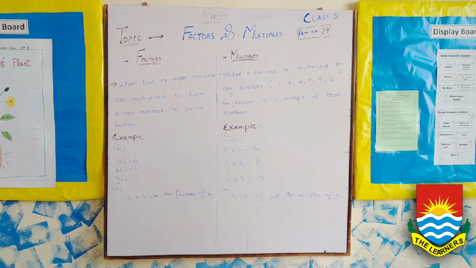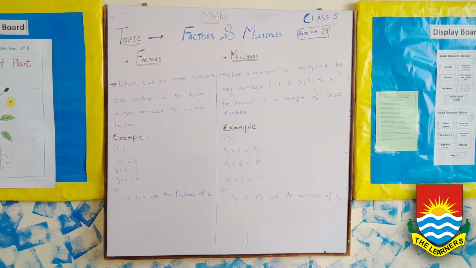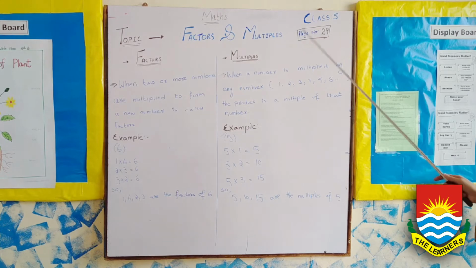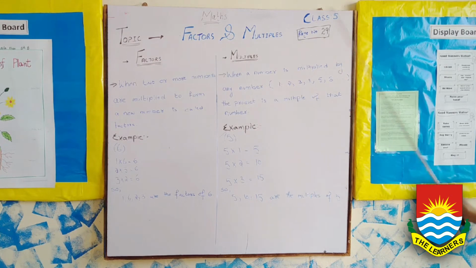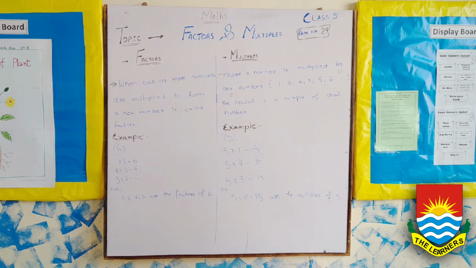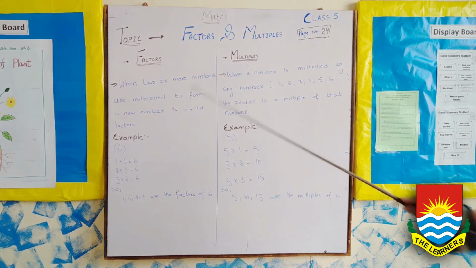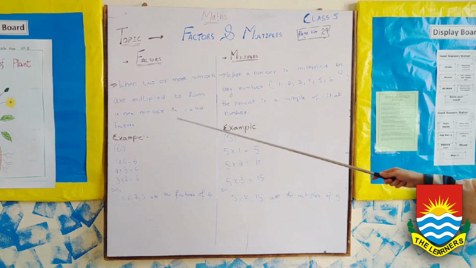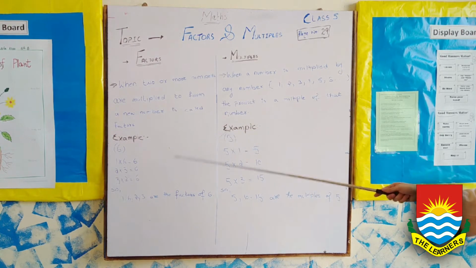So today I'm going to deliver the lecture for class 5 and the topic is factors and multiples. This is on page number 28 and 29. So first of all, what are the factors? When two or more numbers are multiplied to form a new number, those numbers are called factors.